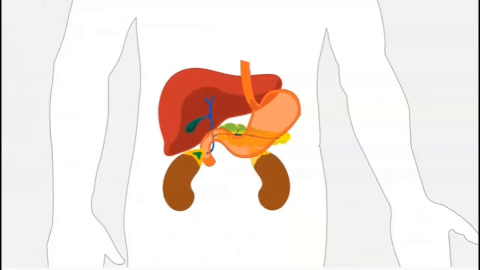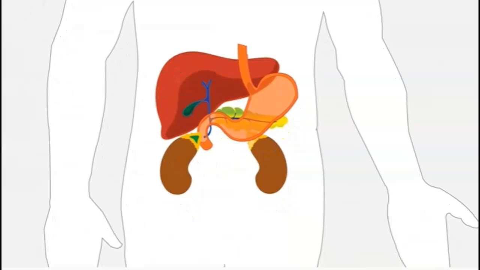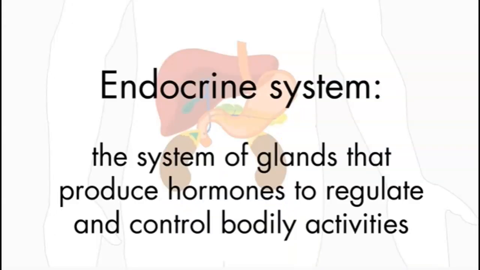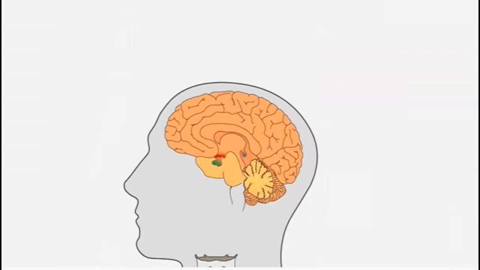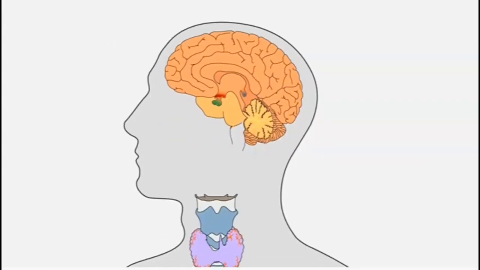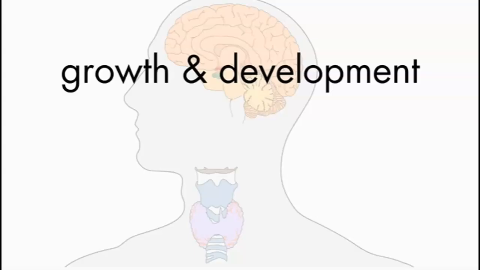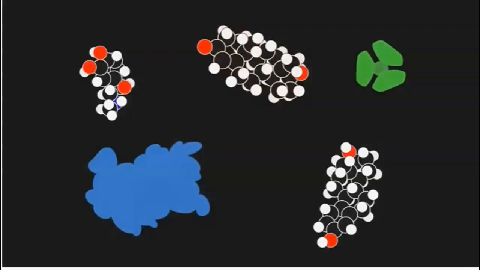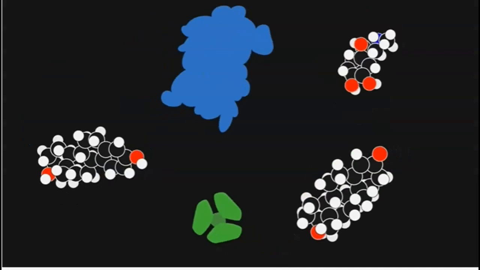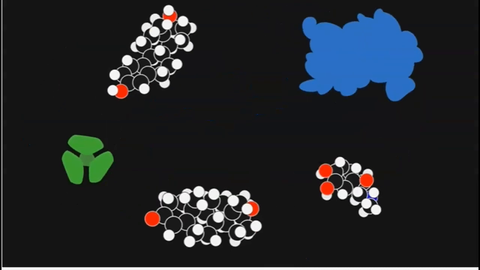One major way the body maintains homeostasis is through the endocrine system. The endocrine system is a system of glands that produce hormones to regulate and control bodily activities. The endocrine system controls a number of important functions throughout the body, including growth and development, metabolism, and homeostasis. There are many different hormones in the body, and each is responsible for different functions.